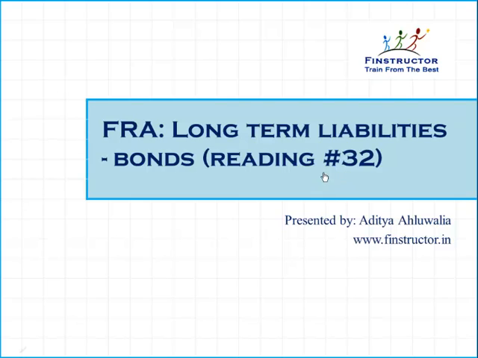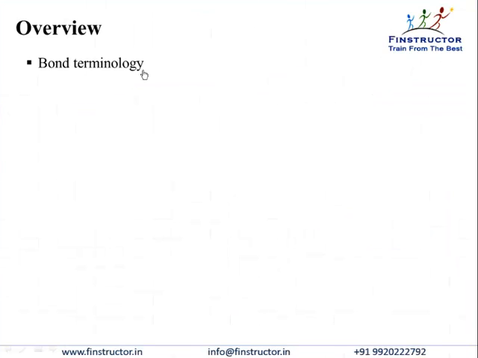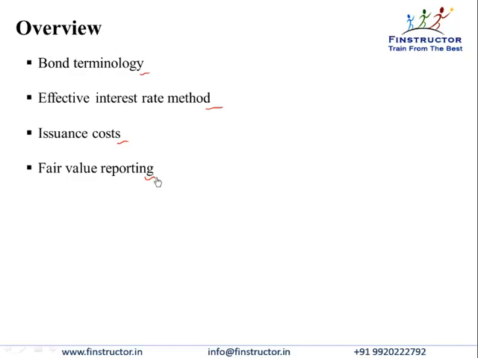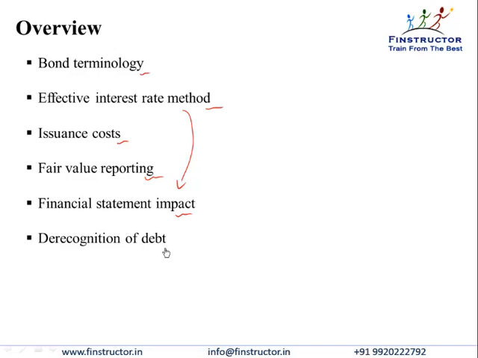Hi there. In the first part on reading 32 of the CFA curriculum that deals with long-term liabilities, we'll study the accounting for bonds and long-term debt. So we'll start with an overview of the bond terminology, the effective interest rate method for accounting, the accounting for issuance costs, fair value reporting, how the effective interest rate method impacts the financial statements, the derecognition of debt at maturity or otherwise, and finally debt governance and disclosures.